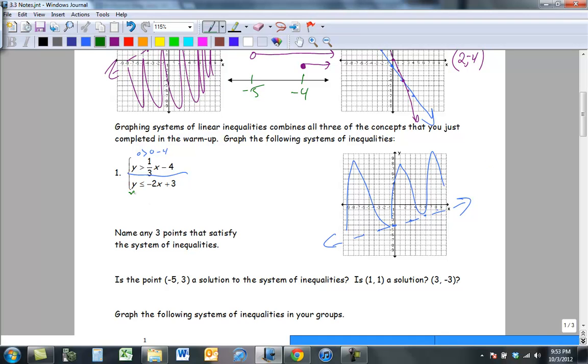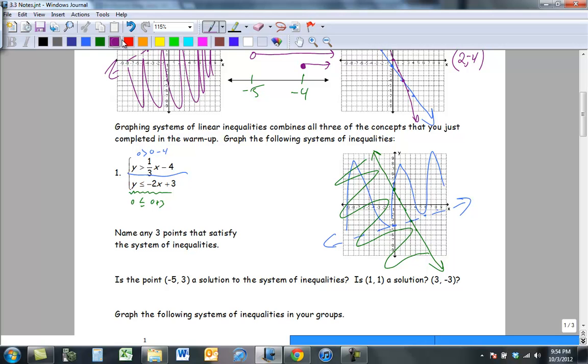But we also got to graph this line. 0, 3, slope of -2. And this one is a solid line. And use 0, 0. 0 is less than or equal to 0 plus 3, which is 3. That is true. So we would shade this way.